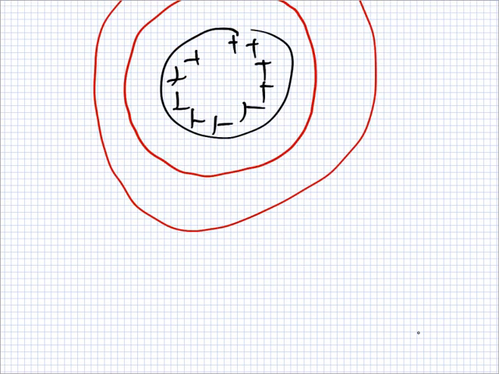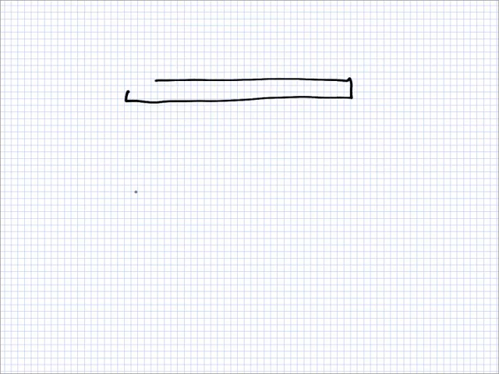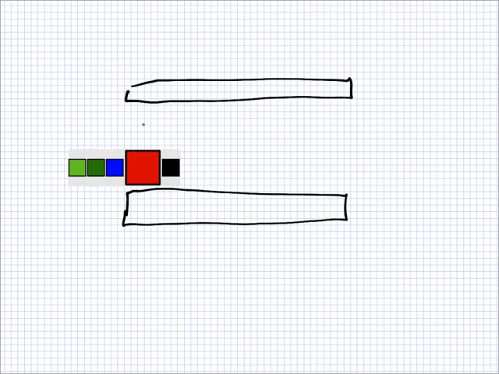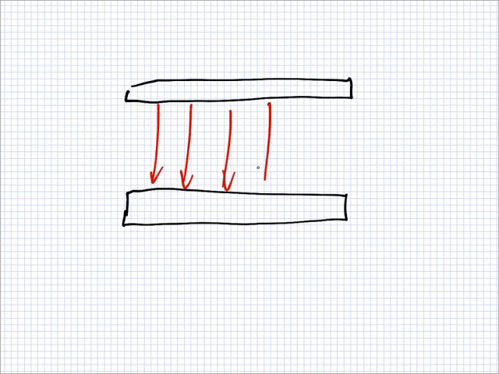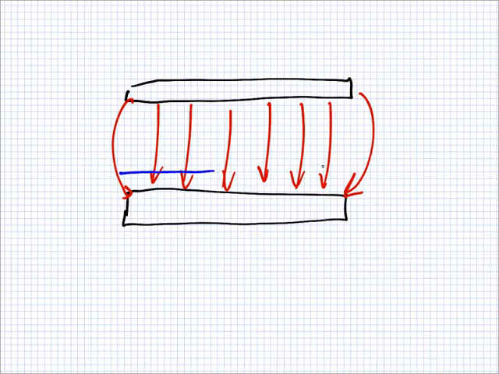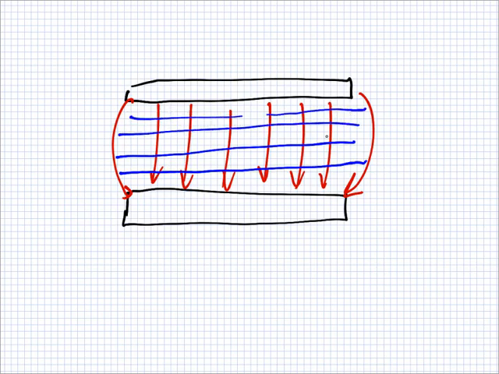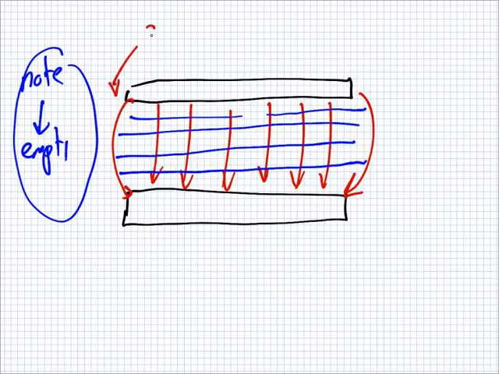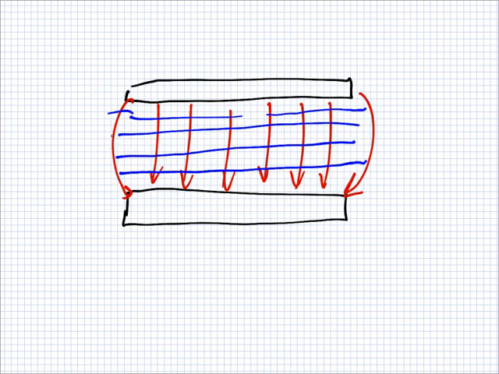What was the next one? The parallel plates, wasn't it? The field was going down. So the equipotential lines look like this. And please note, this here is empty because the field stops at the edge. So you shouldn't continue the line outside because there is no field outside. So it is just until here.